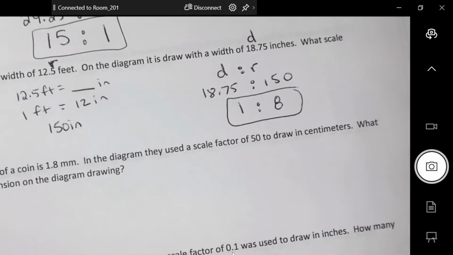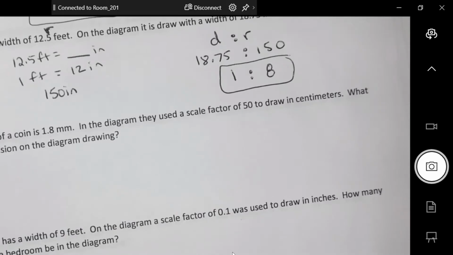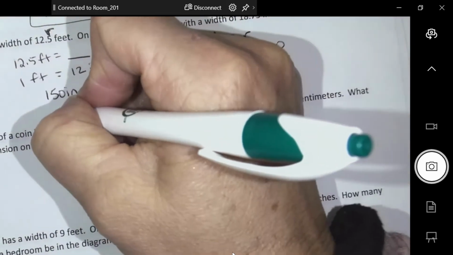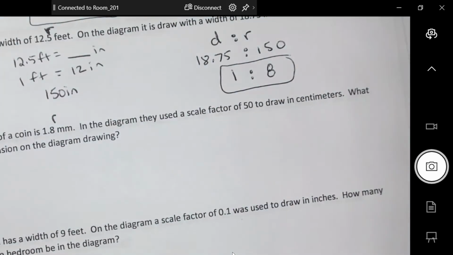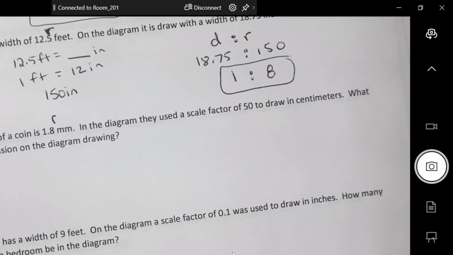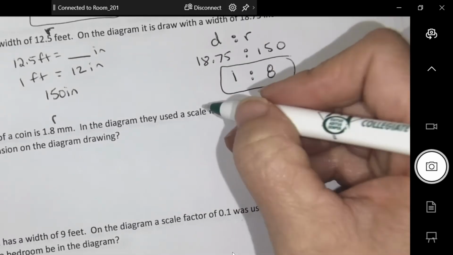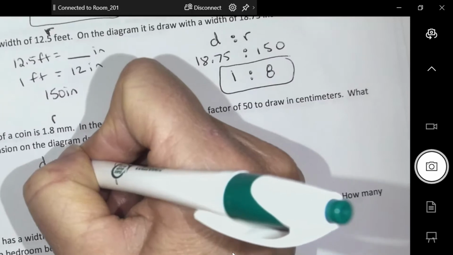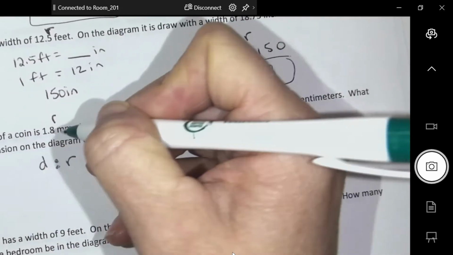What are you visualizing? The thickness of a coin, 1.8 millimeters. Let's put an R on that one. It's a real life thing. In the diagram, they used a scale factor of 50 to draw it in centimeters. What is the new dimension in the drawing? Okay, so diagram to real life.